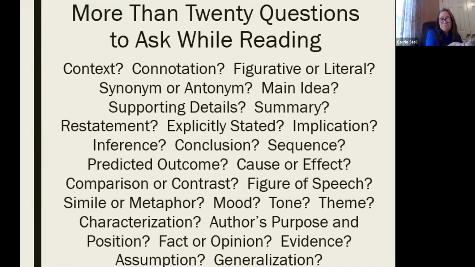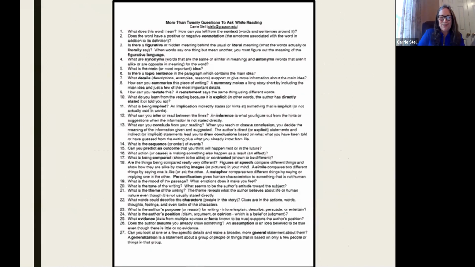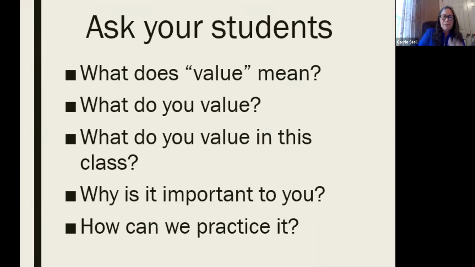So all of these are reading and thinking skills. All of these have a brief explanation next to this document that I created that I'll be sharing with you, that COABE will be sharing with you in an email. So I want to recap what I've shared thus far. The two discussions that helped me to identify my students' values so we could focus on them in the classroom. And you too can ask your students, what does value mean? What do you value personally in your life and in your relationships? Then ask your students, what do you value in this class, in our learning community? Ask, why is it important to you? And how can we practice here?